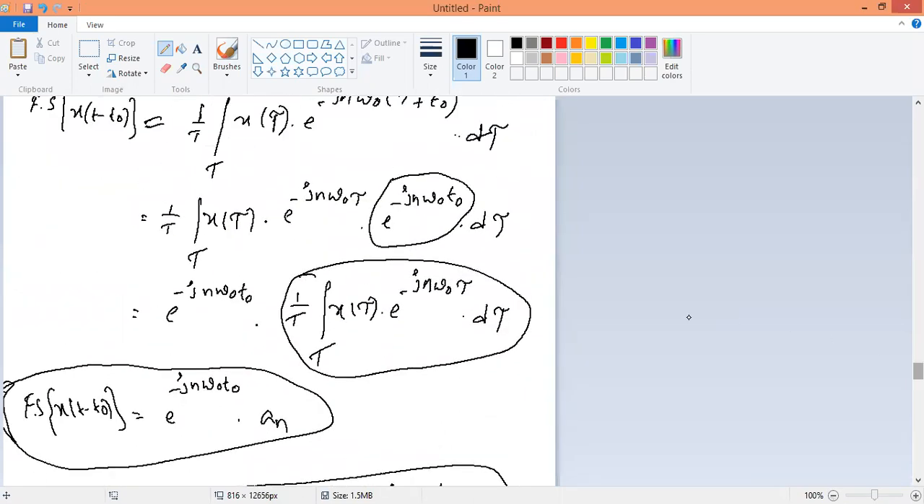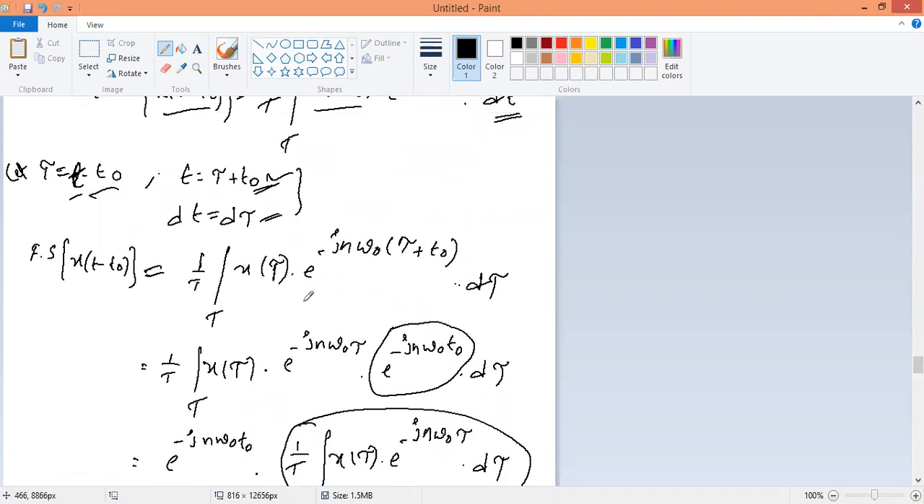Next, in 1 by T integral T, now x of tau into e power minus j n omega naught tau minus j n omega naught t naught. Now multiply the j n omega naught with tau and t naught. After multiplication, the value is this one. Next, we know the value of e power minus (a minus b) is written as e power minus a into e power minus b. Now e power minus (a minus b) value is also written as e power minus a into e power minus b.